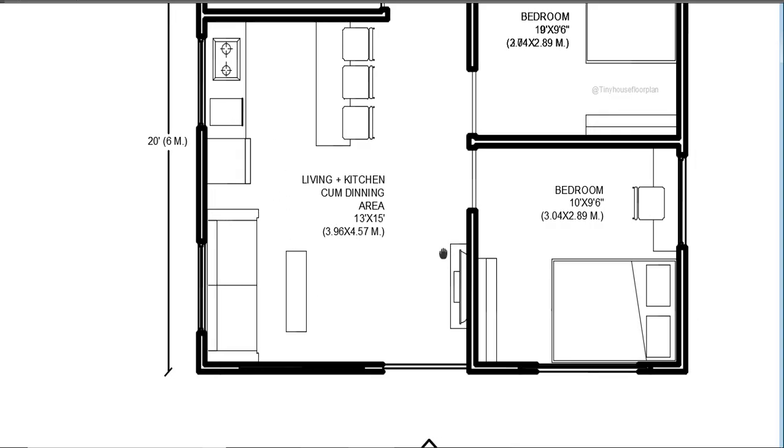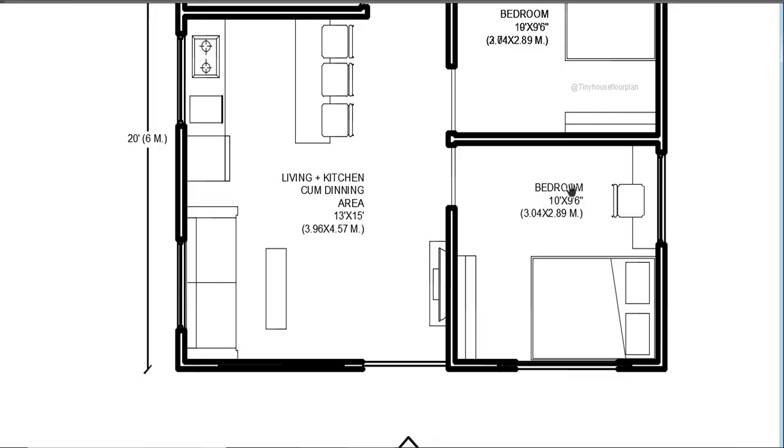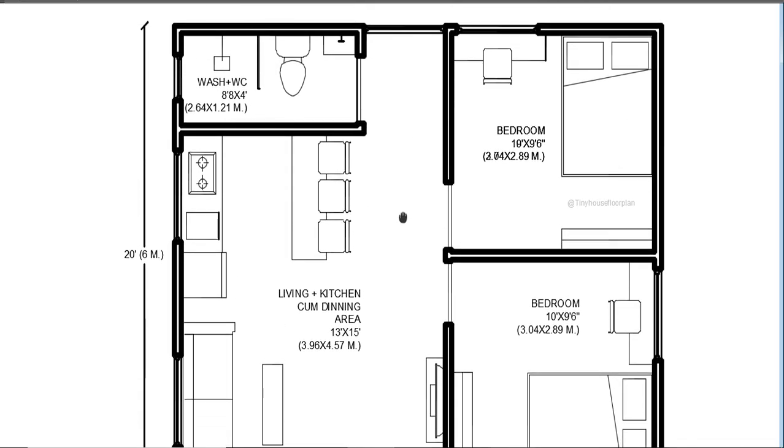If we go on the right side, we have bedroom number 1 here. You can see here the bed arrangement, wardrobe arrangement, study table with chair and 2 large size windows for ventilation and light purpose. And if we go on the back side, we have bedroom number 2 here.